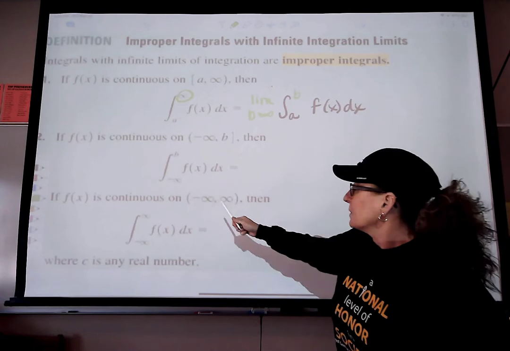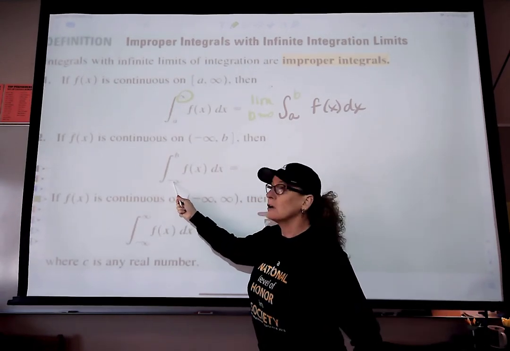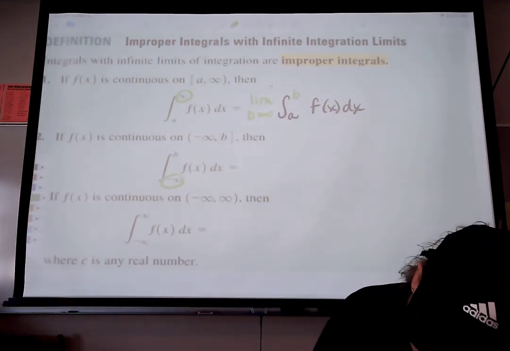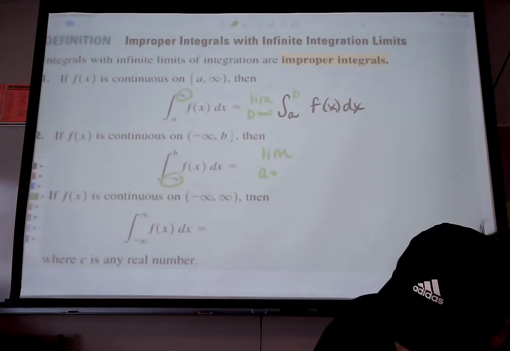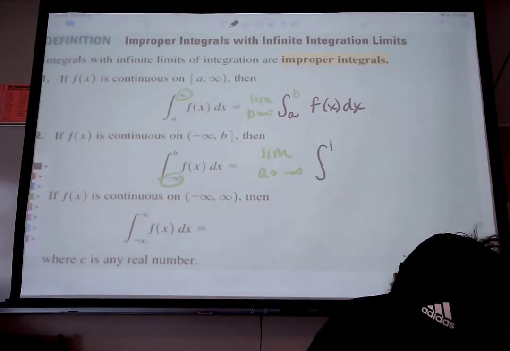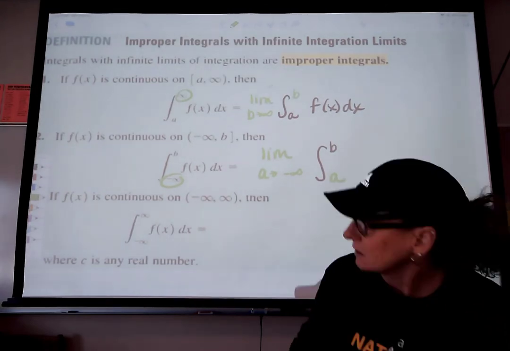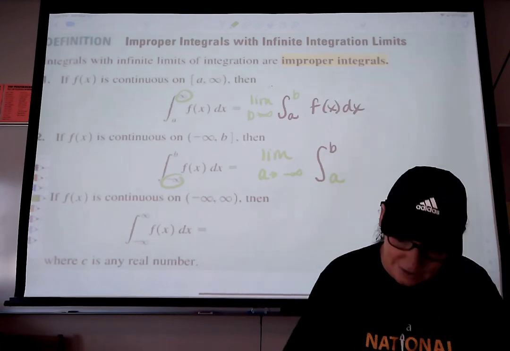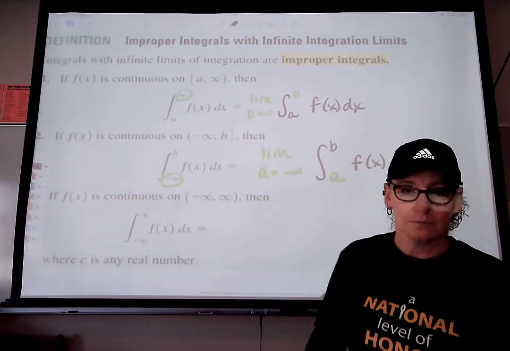Same way on the next one. This one's fine. I'm going to replace this with a variable, and I'm going to do a limit and send it to negative infinity. The limit is A goes to negative infinity. The B is fine. And now instead of negative infinity, my lower limit is going to be A. Pretty easy.